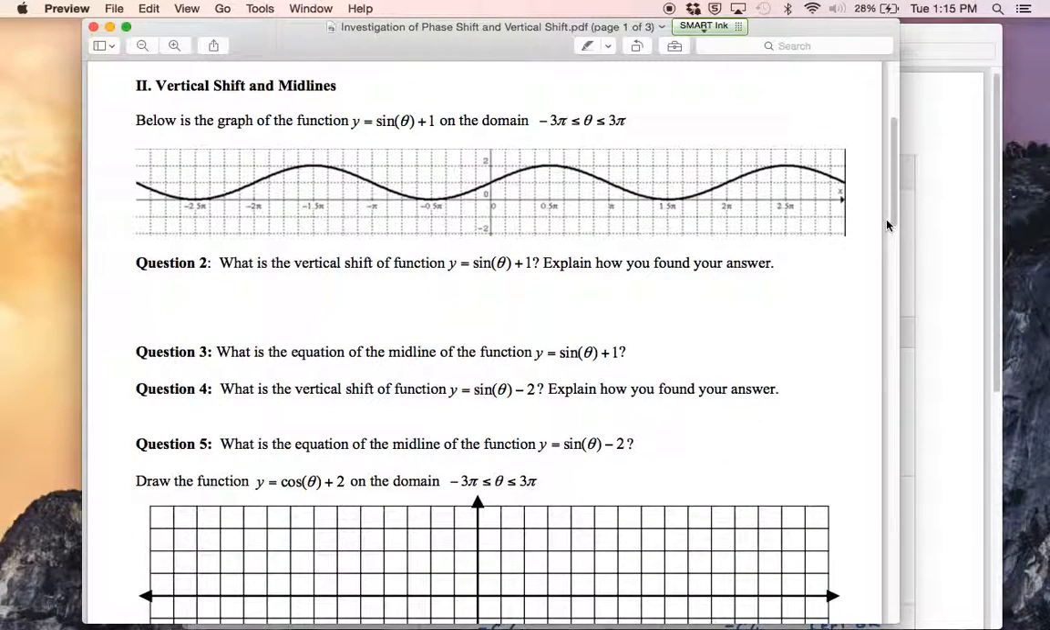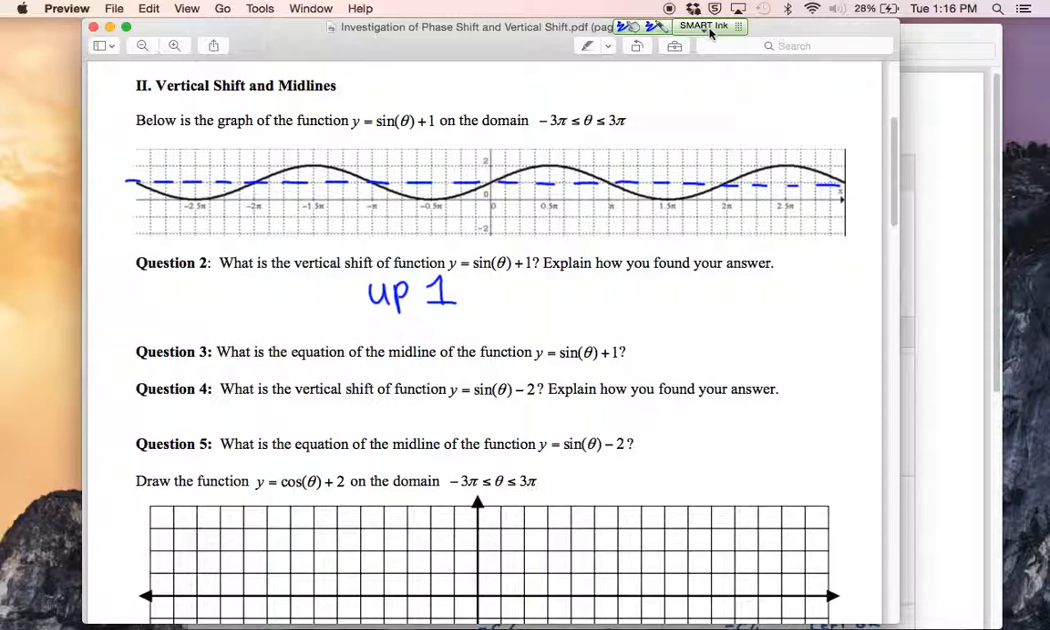So it says below is the graph of the function y equals sine theta plus 1 on the domain negative 3 pi to positive 3 pi. What is the vertical shift of this function? Well, you can tell that because instead of oscillating around the x-axis, you can see it oscillates around this horizontal line. So the vertical shift is up 1. That horizontal line around which it oscillates has moved up 1 space. So you can write up 1, or you can just write positive 1.